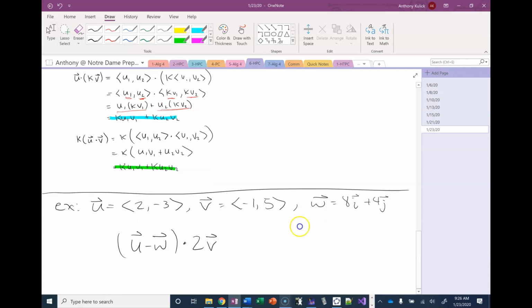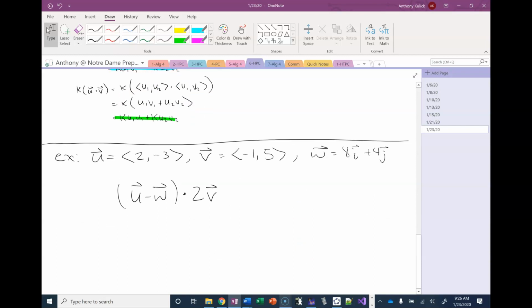All right, so let's look at this numeric example here. First thing I'm going to do is rewrite these vectors so that they're all in component form. Notice vector w we've written as a linear combination. How do I rewrite vector w so that it's in component form?